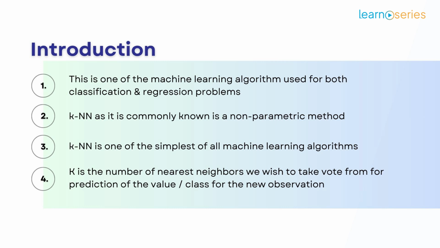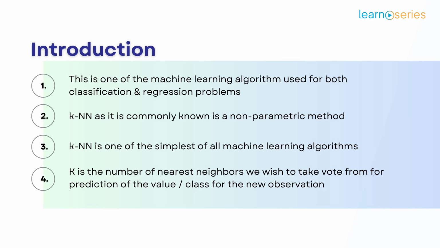So with the introduction, this is one of the machine learning algorithms used for both classification and regression problems. There are two functions in K nearest neighbor. You can do the classification as well as the regression part also. How?